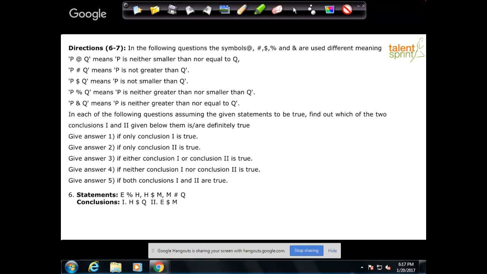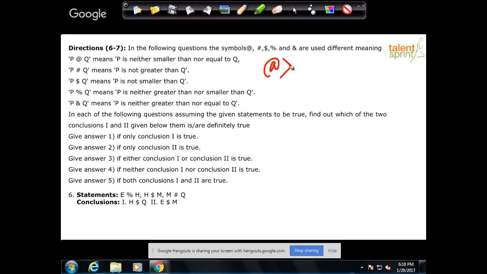So P @ Q means P is neither smaller nor equal to Q. Therefore, the symbol @ means greater than, because P is neither smaller nor equal to Q. Therefore, P can only be greater than Q. Therefore, @ means greater than.